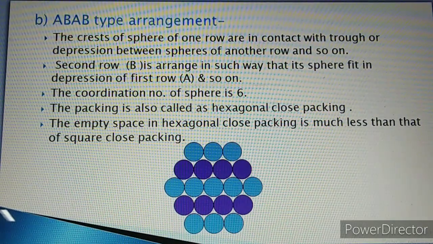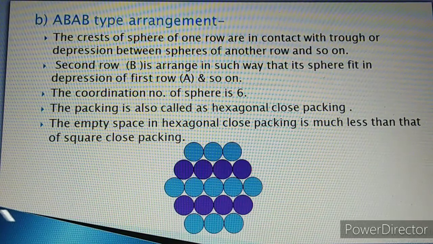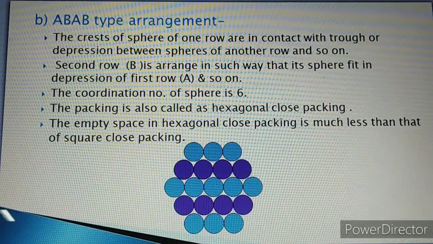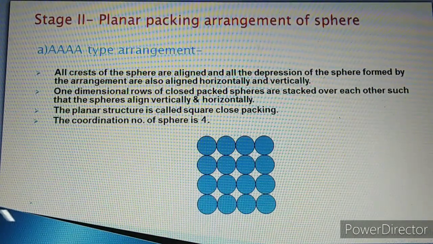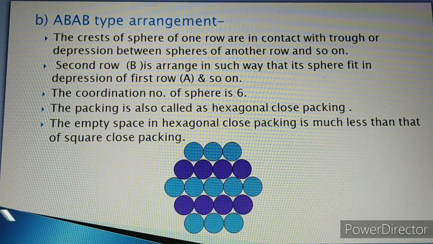Therefore, this packing is also called hexagonal close packing. If you observe the void space or empty space between the spheres, it is triangular. That empty space is in triangular shape, and this empty space in hexagonal packing is very much less than in the square close packing. Again, I will show the same diagram for AA type. See, the empty space is large, while in ABAB type arrangement, the empty space is less than in the square close packing. So, ABAB type arrangement is more closely packed and the void spaces are in triangular form.